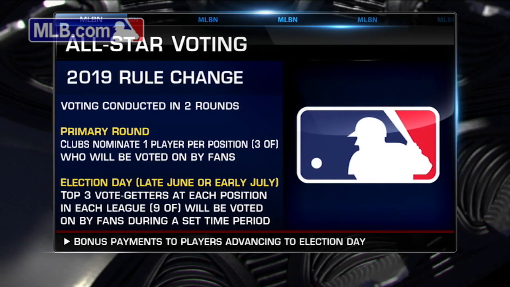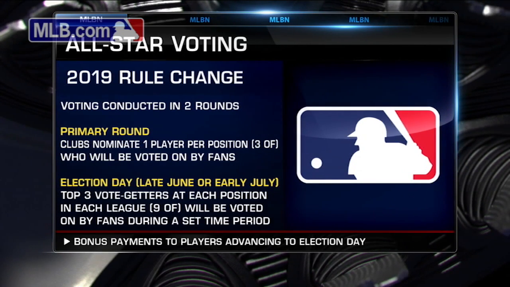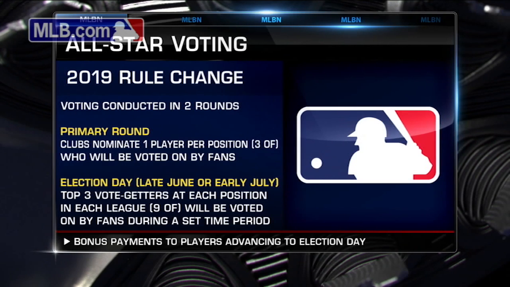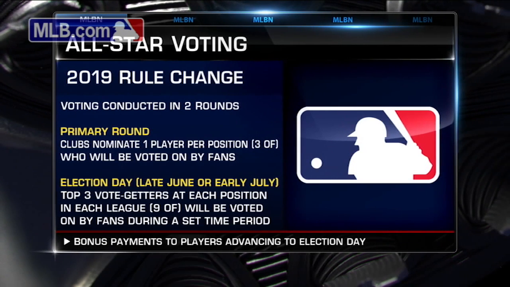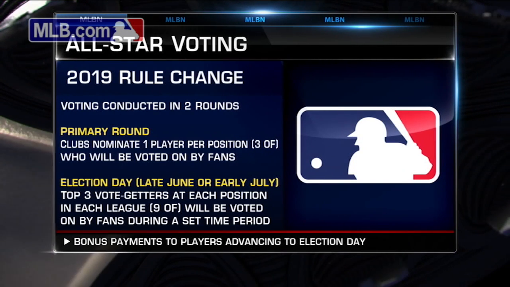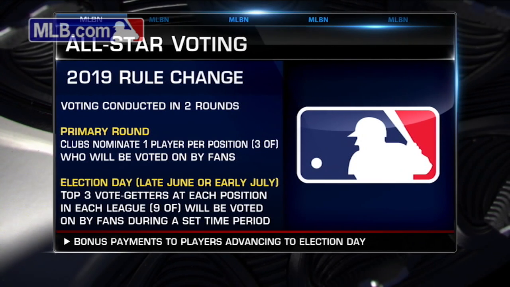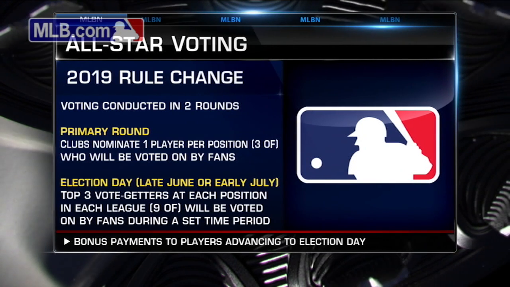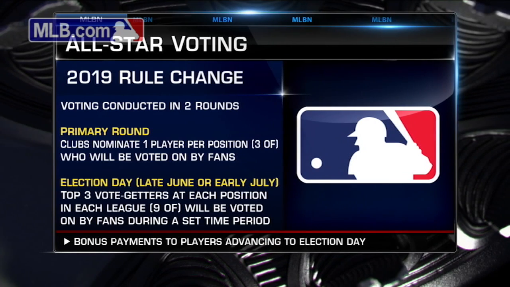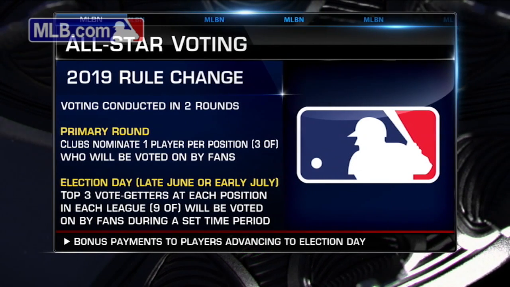So the voting is going to be conducted now in 2 rounds. There's going to be a primary round. Clubs will nominate a player per position, 3 outfielders, of course. They're going to be voted on by the fans, and then they're going to create an election day, late June or early July. The top 3 vote getters at each position in each league, and of course 9 outfielders, are going to be voted on by the fans during a set time period.